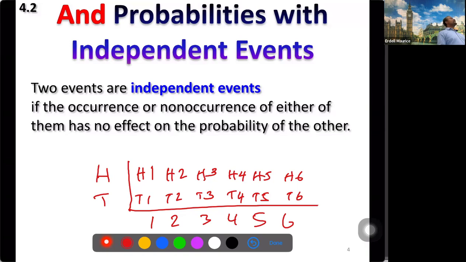How many items are in the sample space? 12. How many of these items are I get a heads and I get a 4? How many times does that happen? Once. So therefore, the probability of getting heads and the 4 is going to be 1 out of 12. All right? And that's why the answer works to multiply them together when they're independent. Questions there? Comments, queries, concerns? All right, cool.